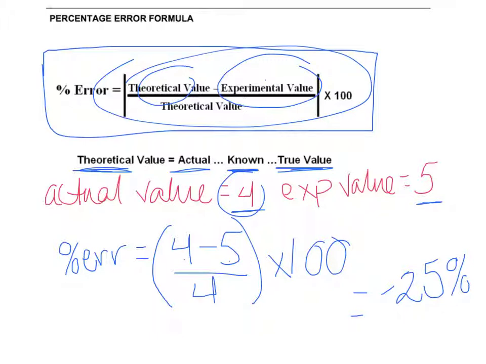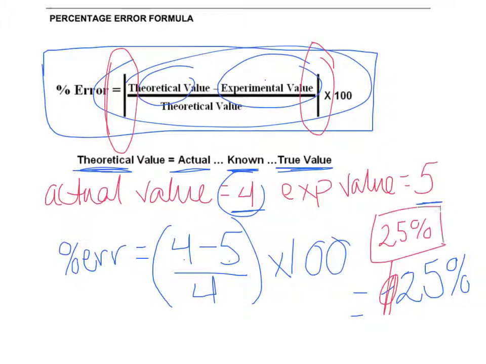So your percent error is -25%. But these little lines here and here, those stand for the absolute value. So absolute value basically means that you don't put the negative sign. So even if it's a negative, you just leave that part off. Absolute value means you just change it into a positive. So your actual answer that you'd say is 25% error.